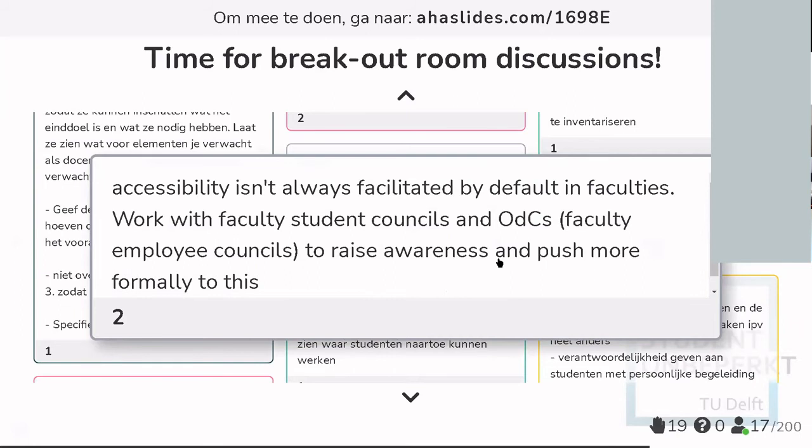Yes, I can add to that. I'm actually the chair of the ODC of EMCS. It's what in Dutch is called medezeggenschap. It's the representation of employees towards the institute, in this case, towards the faculty. So every 6 weeks, we speak to the dean about matters that concern us as employees. And similarly, you have the Faculty Student Council, the FSR.